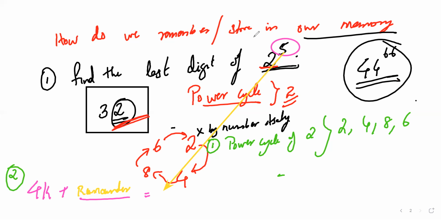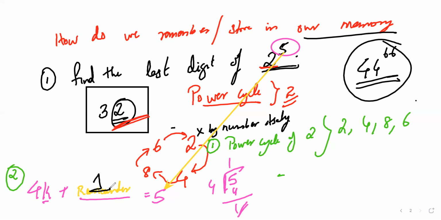The power. What is the power here? 5. Correct? Yes, k is a constant. So next step for us is divide 5 by 4. Which 5 by which 4? This 5 by this 4. What is the remainder? 5 by 4 remainder? 1, right? Correct. That you have to place it here. 1 is the remainder.